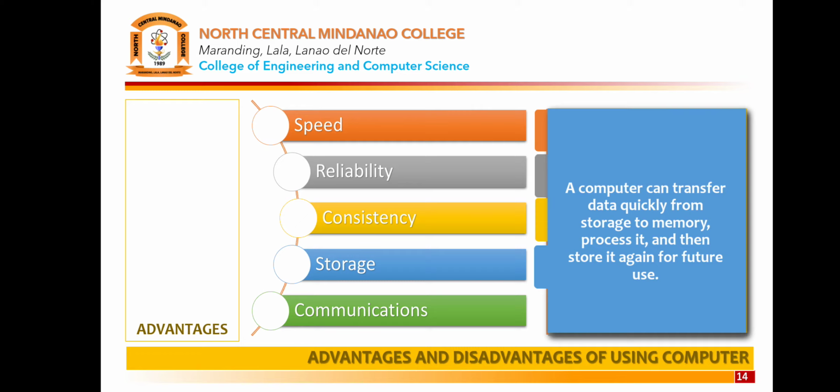So when we say storage, a computer can transfer data quickly from storage to memory, process it, and then store it again for future use. So many computers now have a very large storage capacity, and a computer can store information and use it again for future purposes.